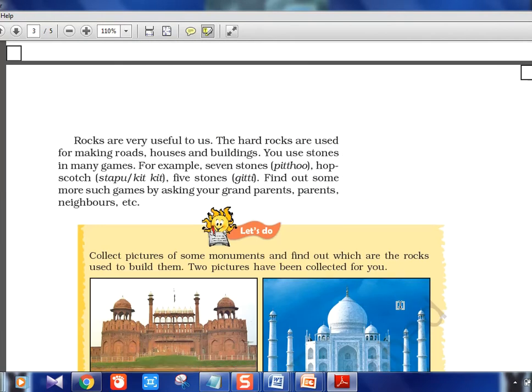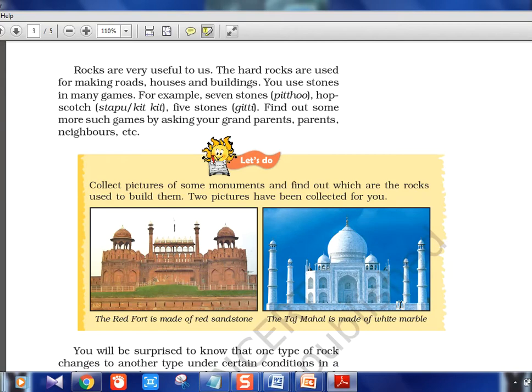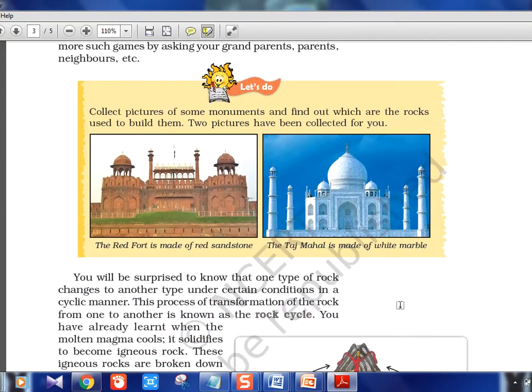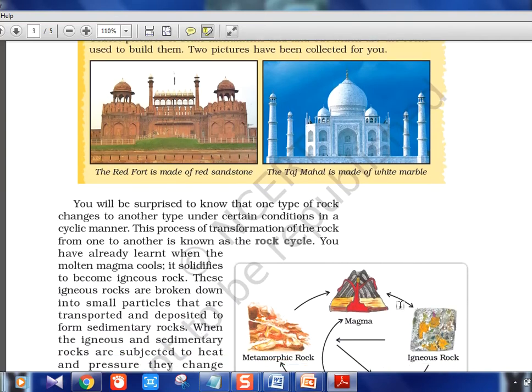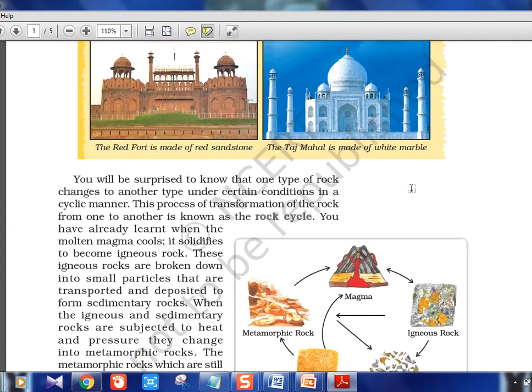Rocks are very useful to us. The hard rocks are used for making roads, houses and buildings. You use stones in many games. Not important, leave that. So see the pictures again. Red Fort is made of red sandstone. Taj Mahal is made of white marble. So marble we saw, limestone changes to marble, okay, and clay changes to slate, okay.